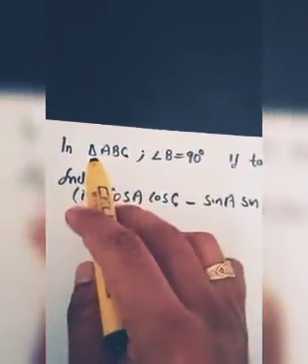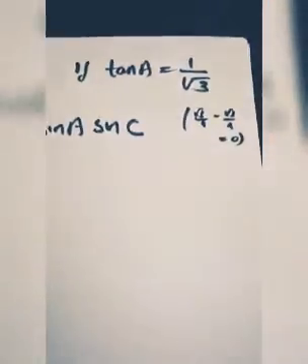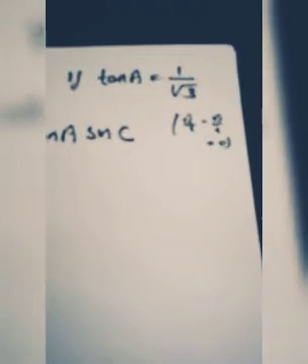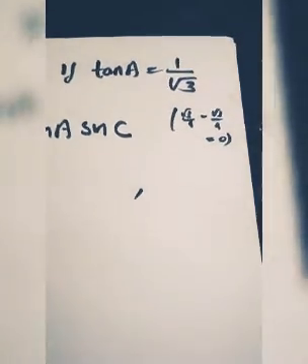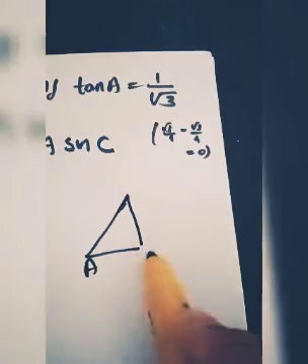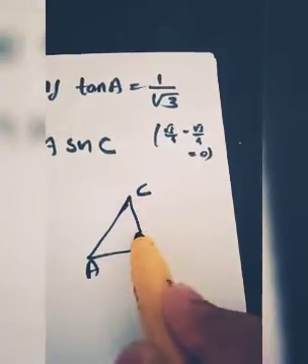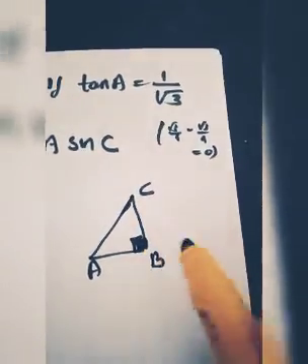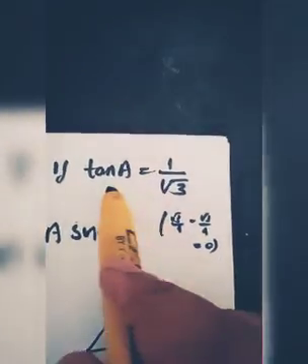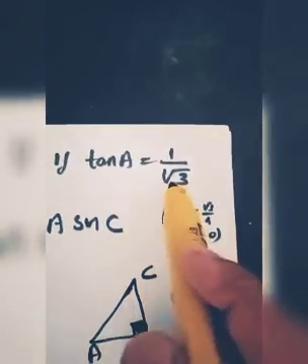See, the question is: in triangle ABC, angle B is equal to 90 degrees. So let me draw a triangle. Please practice the question at least twice. So in triangle ABC, angle B is equal to 90 degrees. This is the angle B that is given as 90 degrees already. Then tan A is given as 1 by root 3.